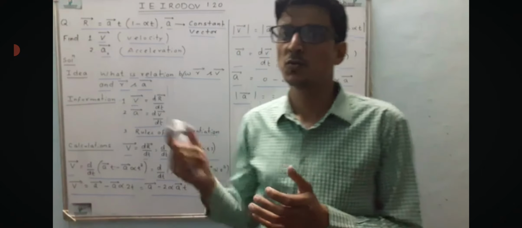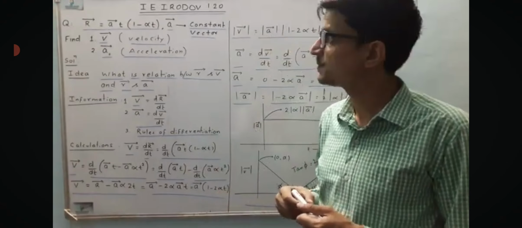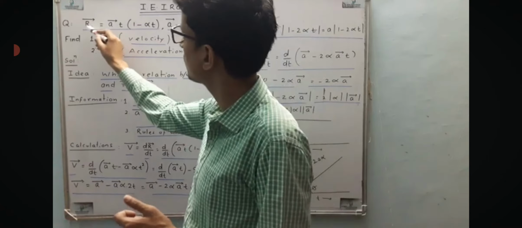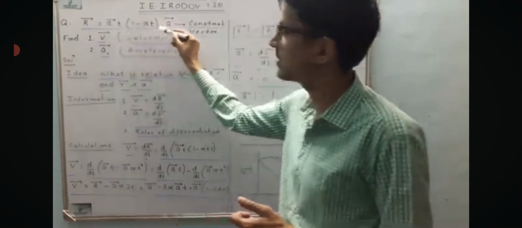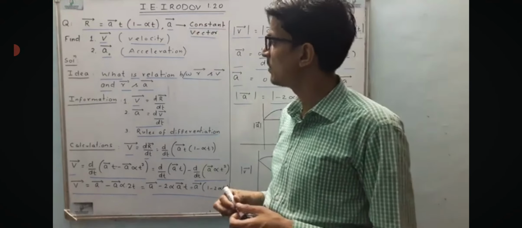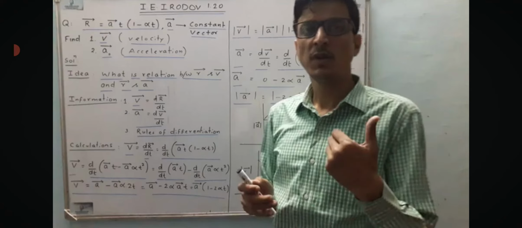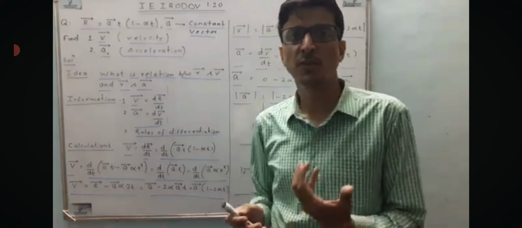So let's start with problem number 1.20 of Irodov. It says that the position vector of a particle is vector r equals vector a t (1 minus alpha t), where vector a is a constant vector, and we need to find the velocity and acceleration of the particle. So this is the problem. We'll solve this with a vision to develop problem solving skills in yourself.